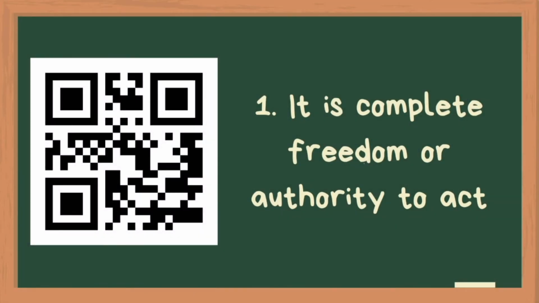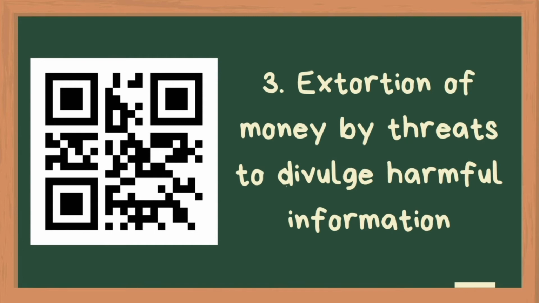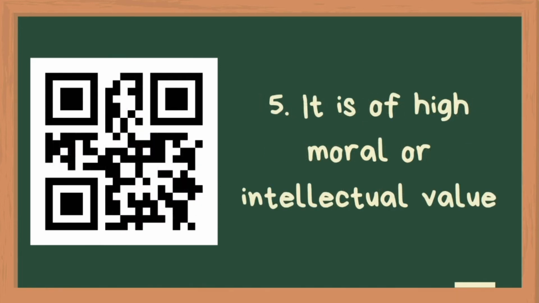Number 1. It is a complete freedom or authority to act. Number 2. A feeling of deep regret, usually for some misdeed. Number 3. Extortion of money by threats to divulge harmful information. Number 4. Fraught with uncertainty or doubt. Number 5. It is of high moral or intellectual value.